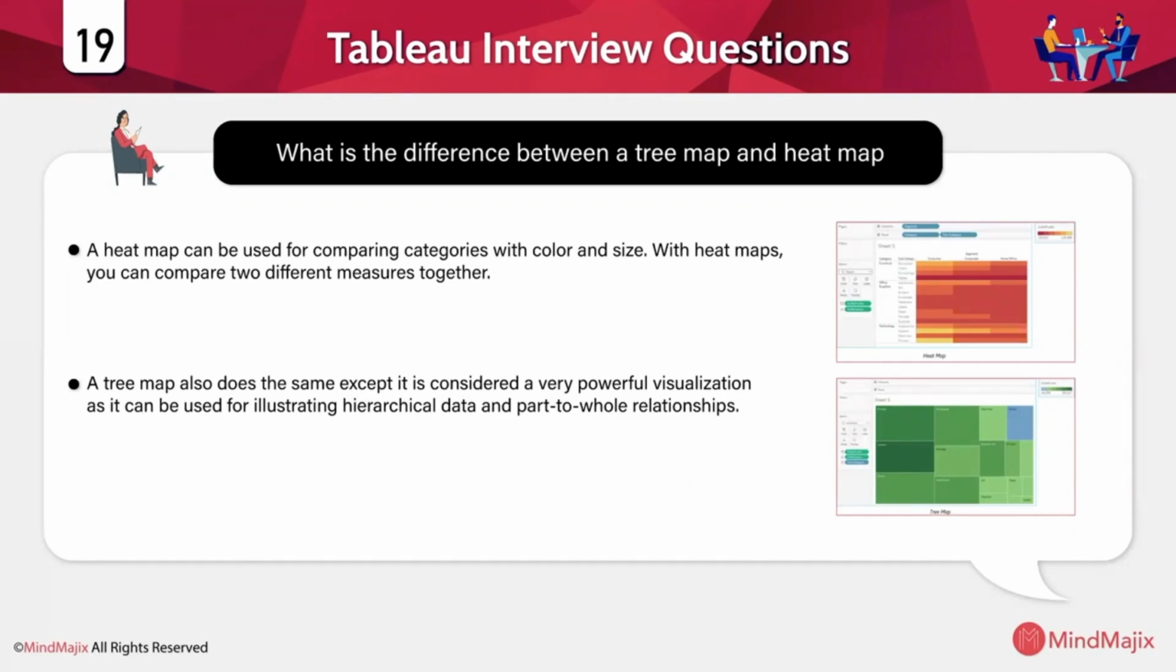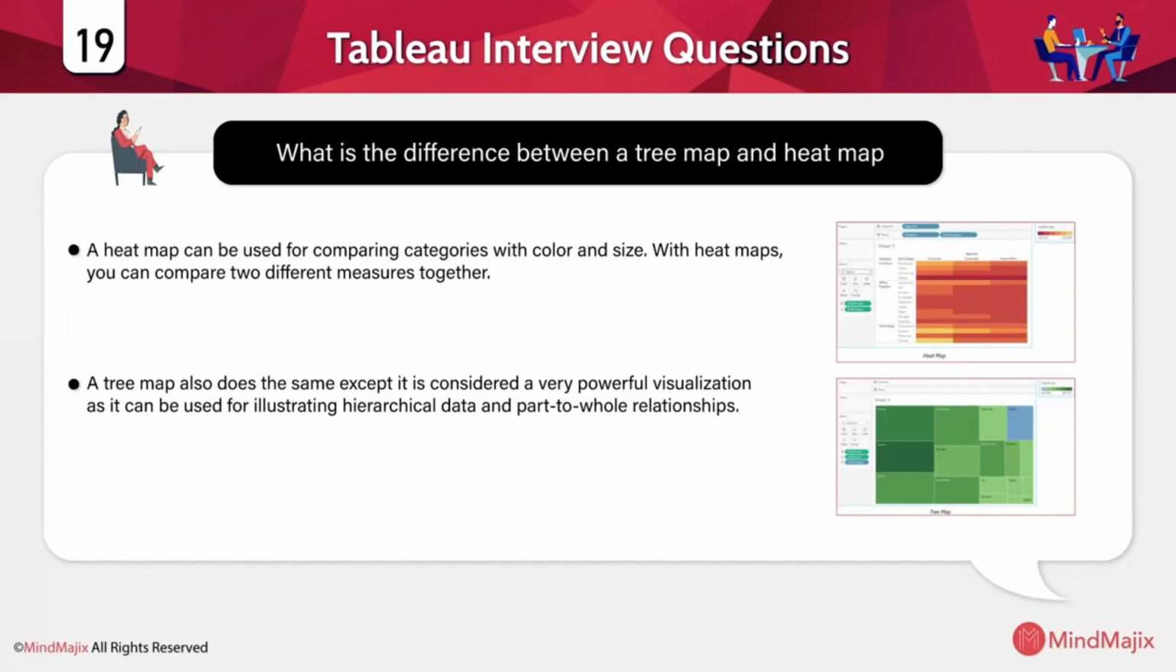Okay, but now we are to provide again the difference between both of them. So the difference is very clear. Again, you can also provide the previous answer here as well. A heat map can be used for comparing categories with color and size, and with the heat map you can compare two different measures together.